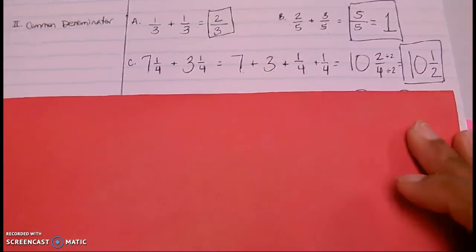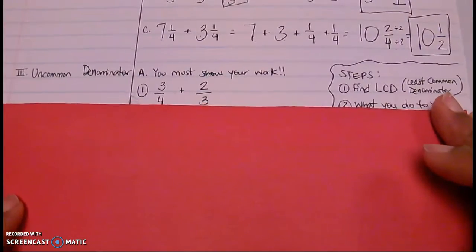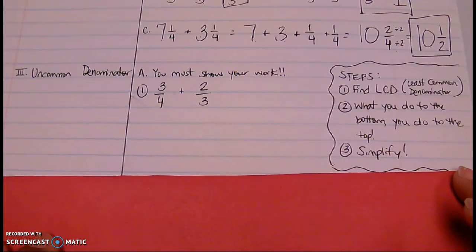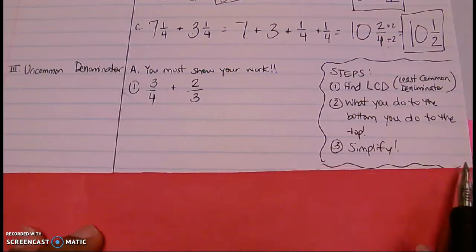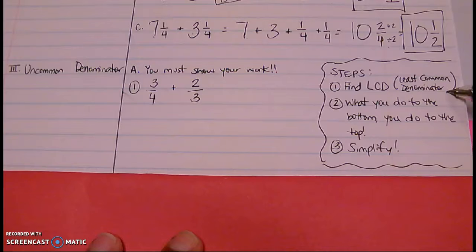Now let's go ahead and move into uncommon denominators. So there are a few steps that you have to take when you're adding fractions that don't have the same denominator. The steps are, first you need to find the least common denominator or the least common multiple. Then you need to remember that whatever you do to the bottom, you have to do to the top of the fraction. Finally, once you add, you must simplify.